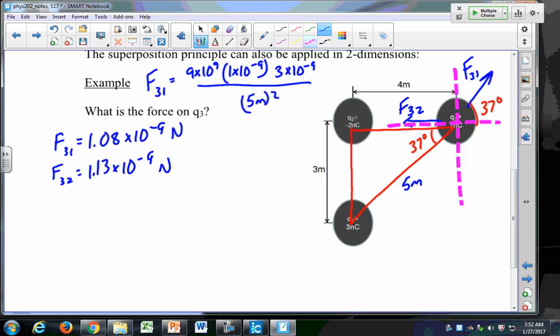Where are you getting the 1 times 10 to the minus 9 and 3 times 10 to the minus 9? Okay, good question. So here, these are in nanocoulombs. All right, that makes sense. Yeah, sorry, I'm skipping over several steps as I go along.